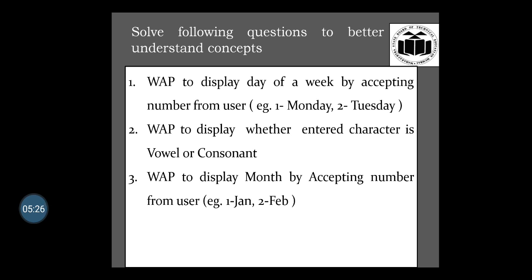Write program to display whether entered character is vowel or consonant. A, E, I, O, U are the vowels and others are consonants. As per user entry, message should be displayed. And third, write program to display month by accepting number from user. For example, user enters 1, then display Jan. User enters 2, then display Feb. User enters 3, then display March, respectively.